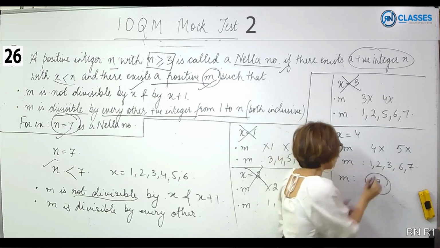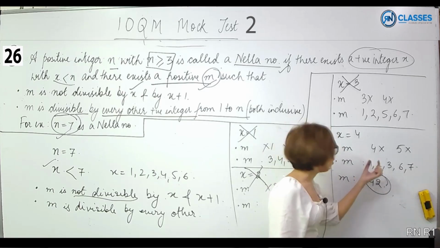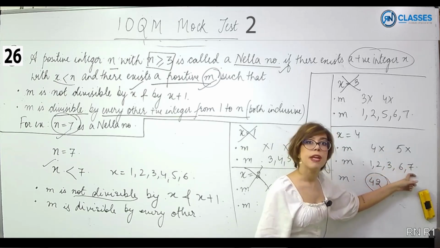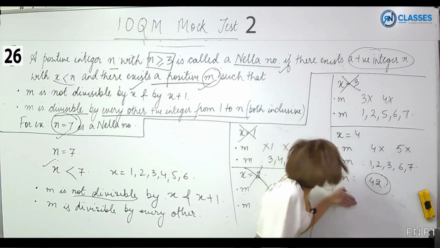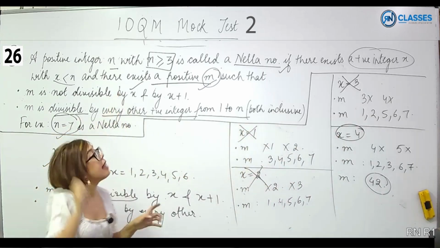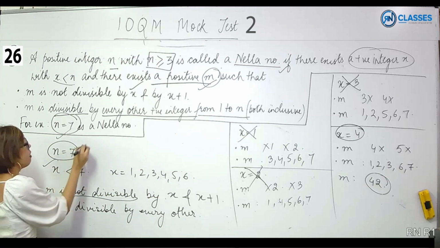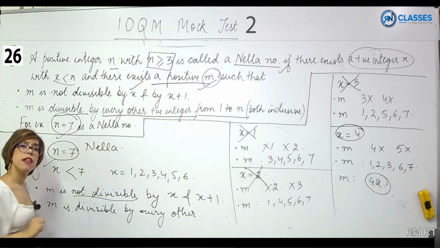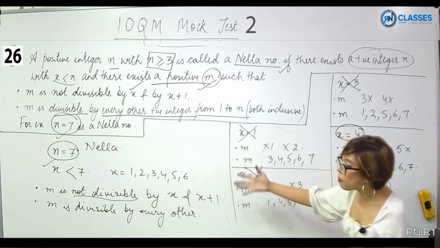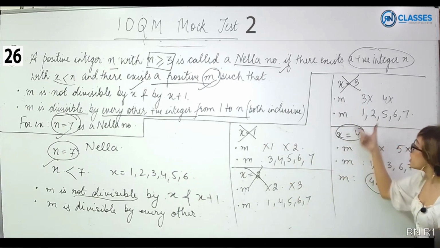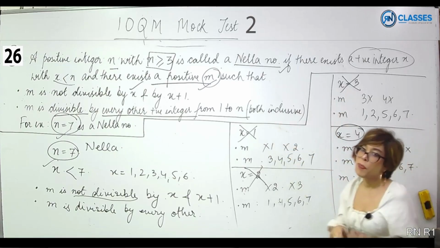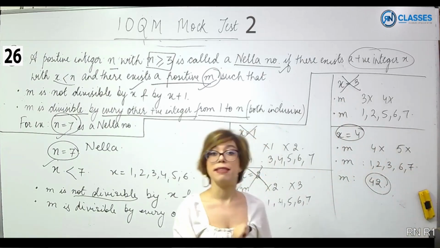Right? Let me check. 42 is definitely not divisible by 4, not divisible by 5. Done. 42 is divisible by 1, 2, 3, 6, 7. That means I am able to find m. That means I am able to find x. If there is an x for which the two conditions are satisfied, that means this n is a Nella number. Right? That means what he has said, for example, n equal to 7 is a Nella number. For that, we have been able to find such an x equal to 4, for which there is an m which satisfies the two conditions. Right? This is what we have understood using the example.